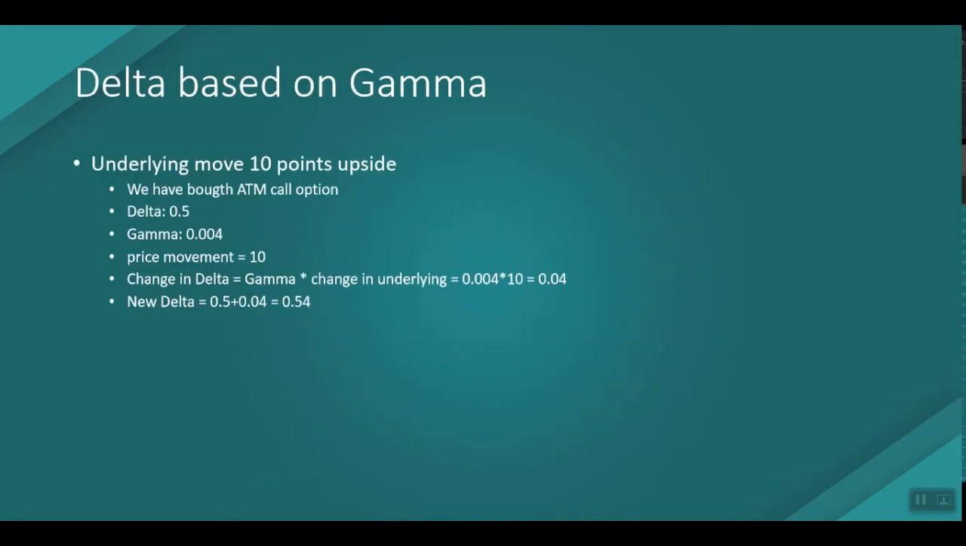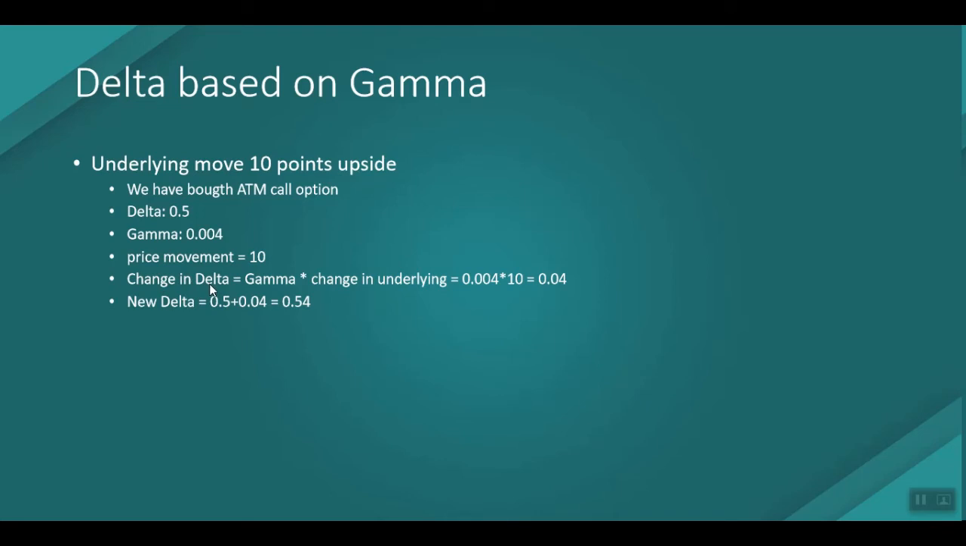Let's assume this is an example, friends. Let's assume the underlying moves 10 points upside, and we have bought an at the money call option. An at the money call option will have a delta of 0.5, and let's assume the gamma is 0.004. For the price movement of 10 rupees in the underlying, we can check the change in delta.